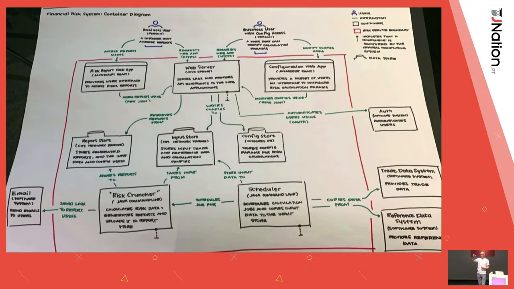So this is literally a zoom in of that red box in the previous diagram, and here we're showing the applications and the data stores that make up this solution. Got a couple of web apps, some data stores, some Java command line apps.